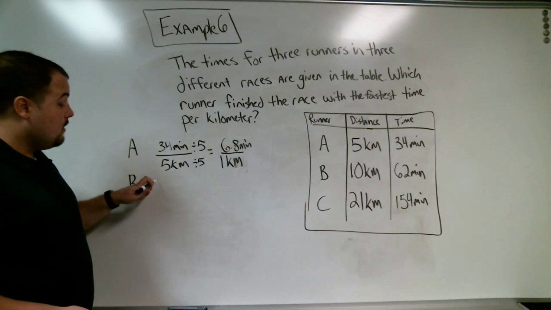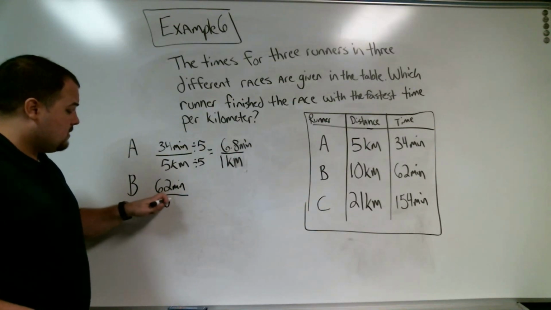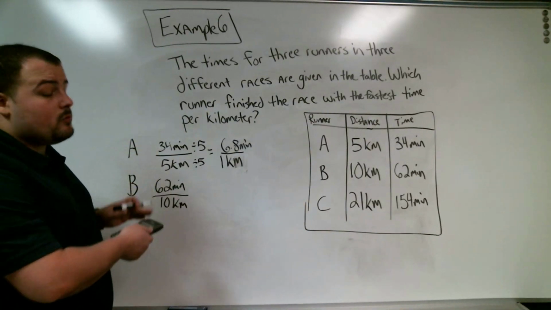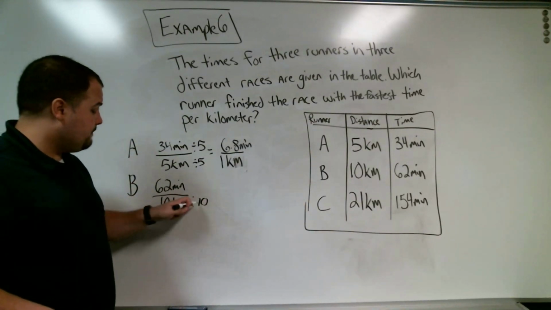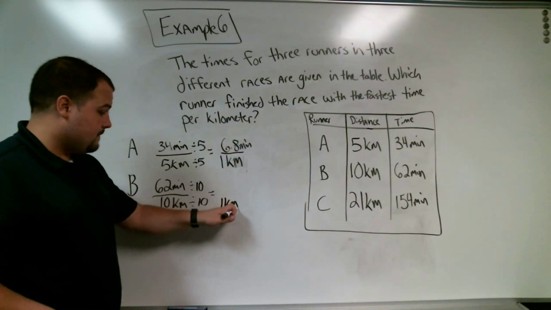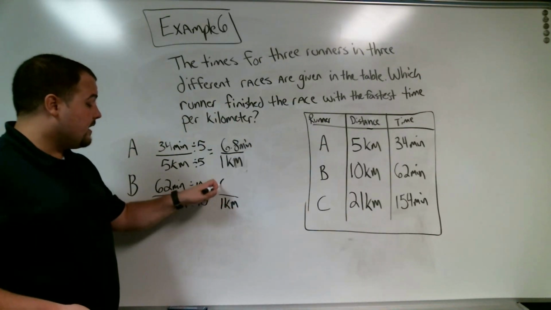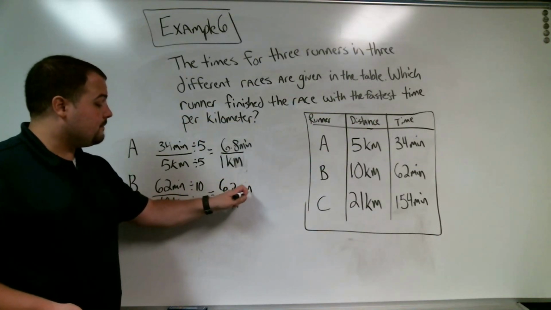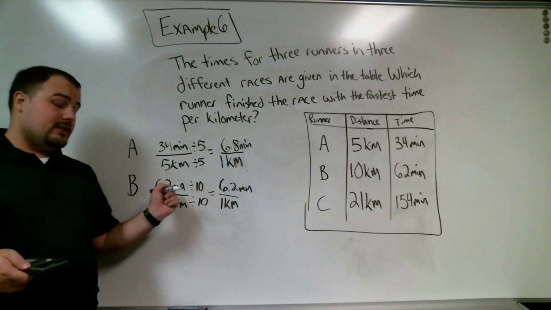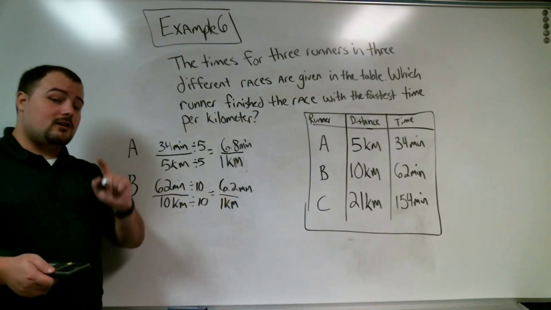Runner B. They go 62 minutes and they go 10 kilometers. What I'm going to do, again, like we did the other ones, is divide the bottom by 10 and divide the top by 10. 10 divided by 10 changes to 1. And 62 divided by 10, if you don't know this, go ahead and check it in your calculator. I do know this. It's actually 6.2 minutes. All I do is move the decimal 1 place to the left anytime I divide by 10. So a runner that's going 62 minutes and 10 kilometers is really doing 6.2 minutes for every 1 kilometer.